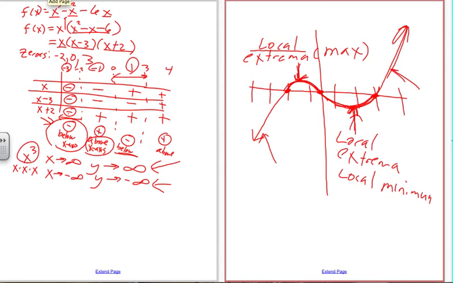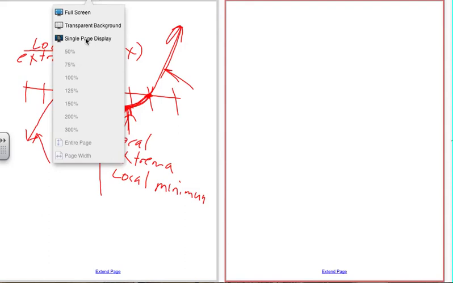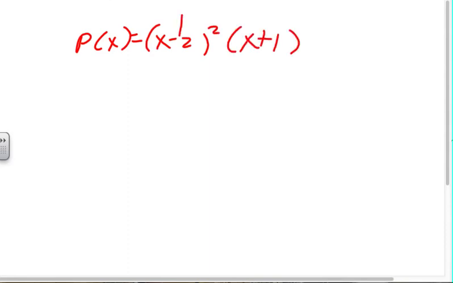Okay, so let's take a look at another equation. P of x is going to equal x minus 2 squared times x plus 1. What this means is that this 0 occurs twice. What it means for your graph is it's going to come off of this one and basically bounce. I'll show you what this looks like.